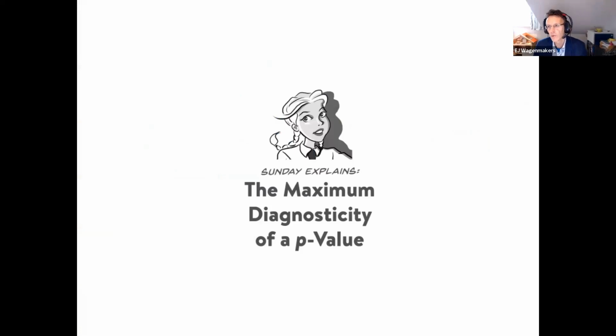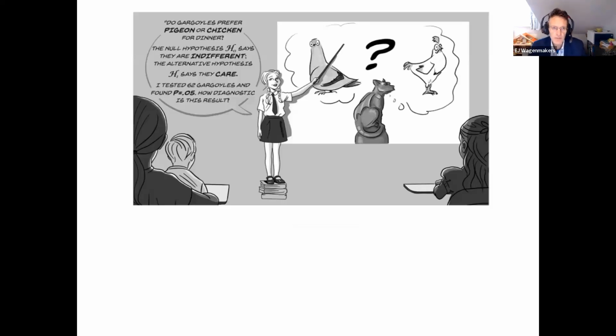I'll run you through a cartoon that explains this, which is not based on any Bayesian principles. So it doesn't demand that you adopt some kind of Bayesian mindset to see this. So we're talking about a school project. It was an empirical project about whether gargoyles prefer pigeon or chicken for dinner.